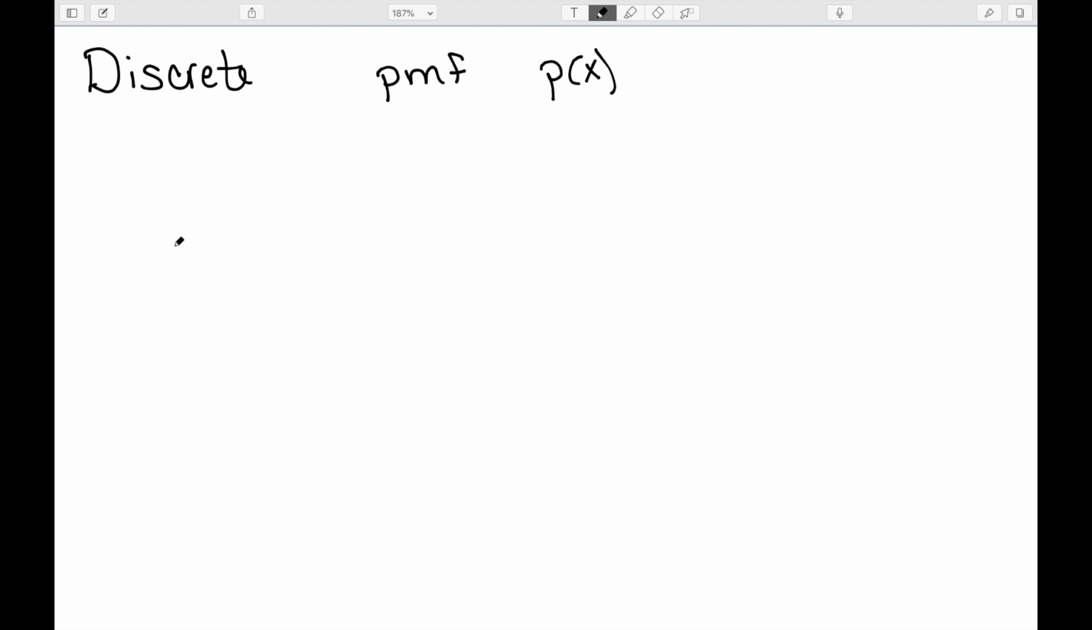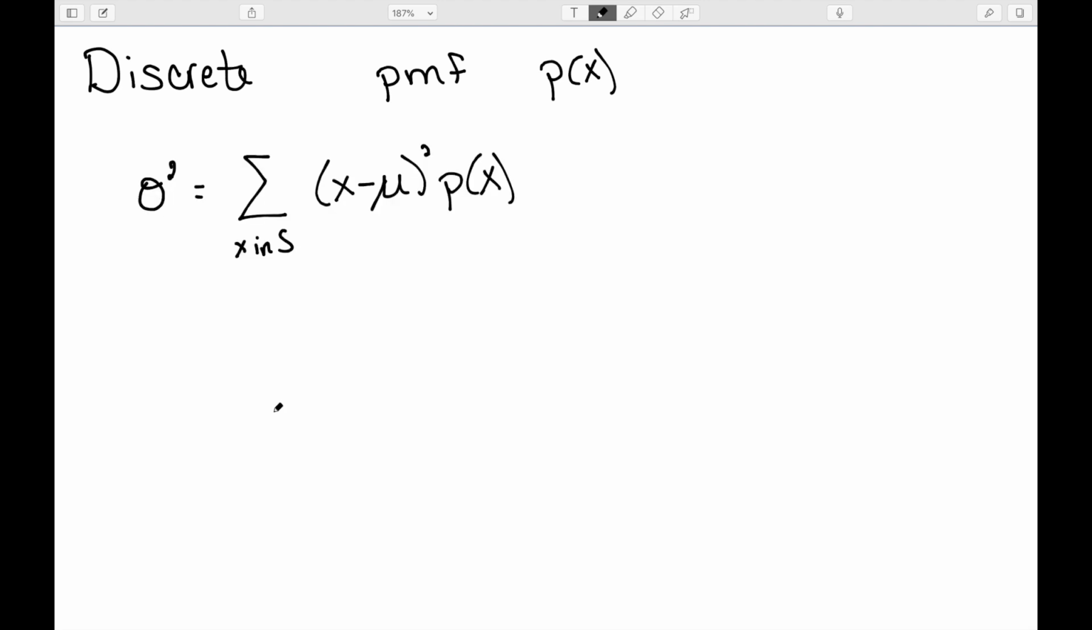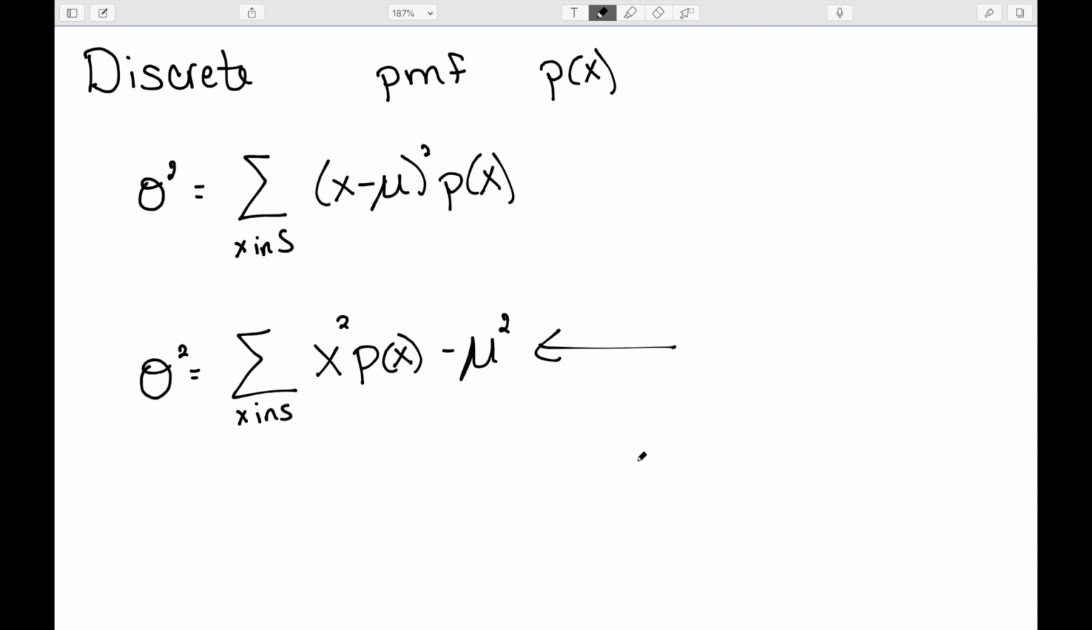Let's start with a discrete random variable with probability mass function p of x. We can then define variance as the sum of all of the values x in our sample space S of (x minus mu) squared times p of x. Alternatively, using the more practical definition, it's the summation of all x in our sample space S of x squared p of x, minus mu squared. So this is the method we'll use the most often.